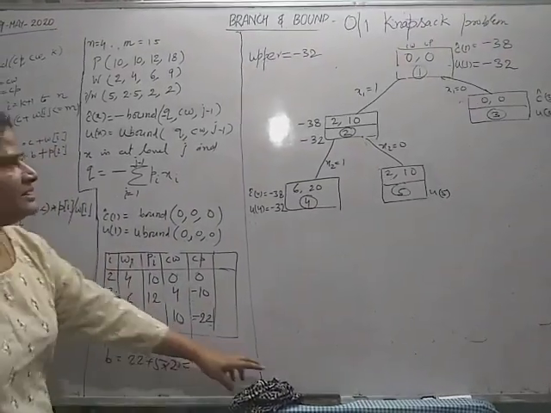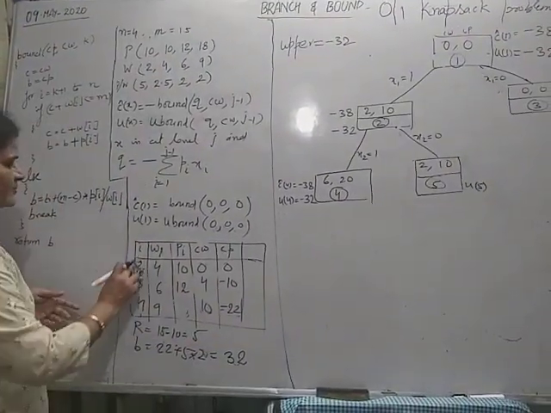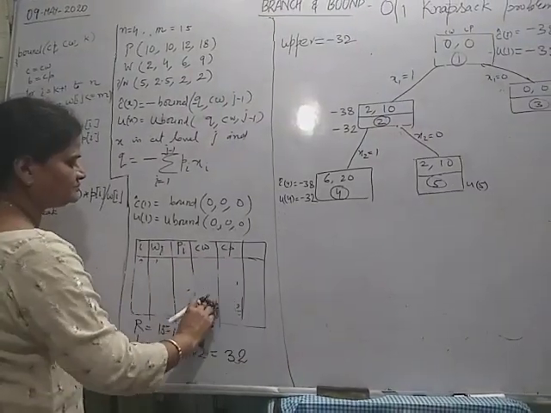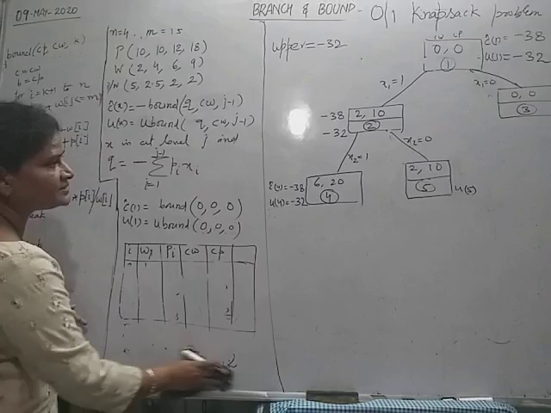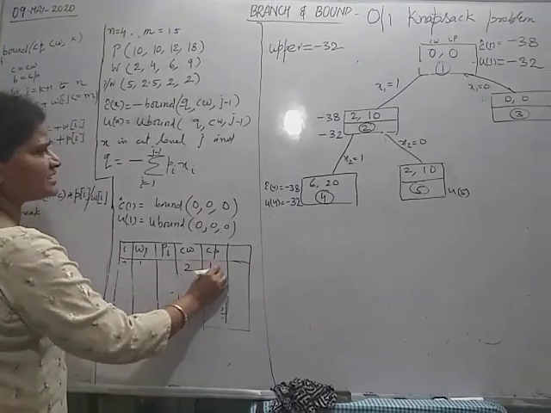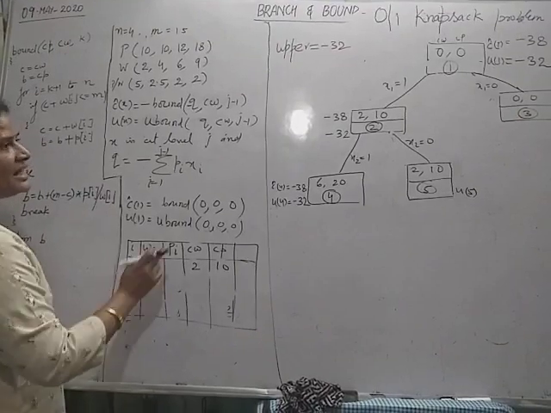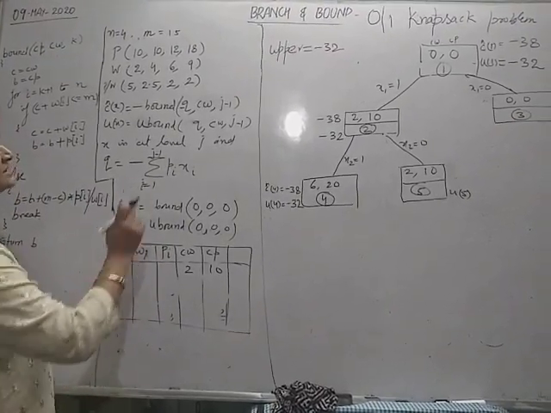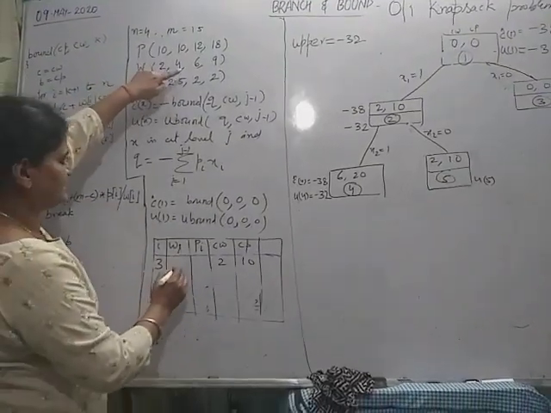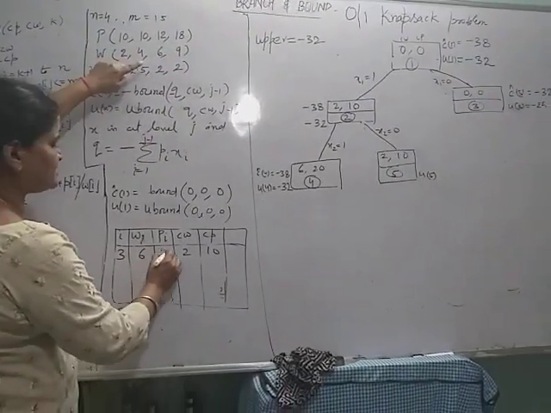So if we apply the upper bound, so here, at this point, CW is 2 and CP is 10 and I is 3, W3 is 6, P3 is 12.